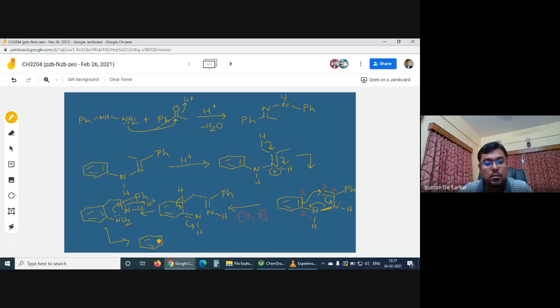This ring is completed already. So once this attack is happening, count how many-membered ring is forming. 1, 2, 3, 4, 5. Okay, a 5-membered ring is forming. So let us draw the 5-membered ring here. And phenyl is here, and this will become NH2.